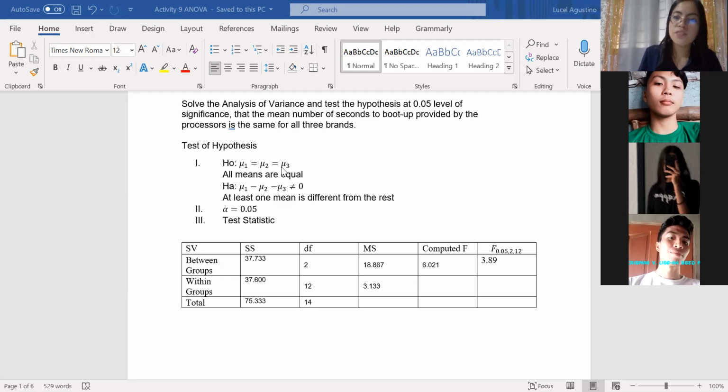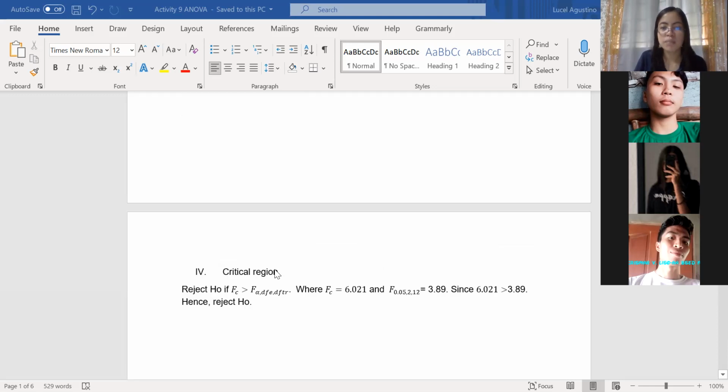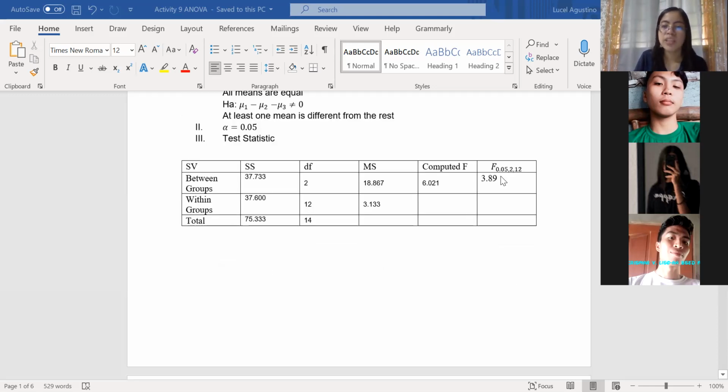Then our level of significance, by default, is 0.05 or 0.01 unless specified. Then this is our test statistic by computation. You will construct the table and find the sum of squares. Actually, these are given, whether you compute them manually, or they are in your table or in your software. Then degrees of freedom: we have 3 groups, so 3 minus 1. 3 minus 1 is equal to 2. That becomes our degrees of freedom between groups.